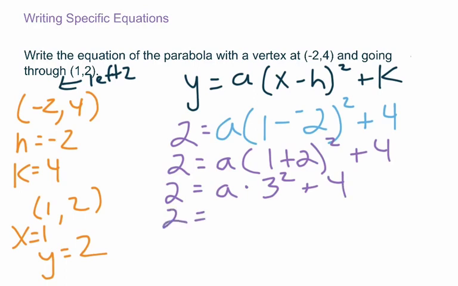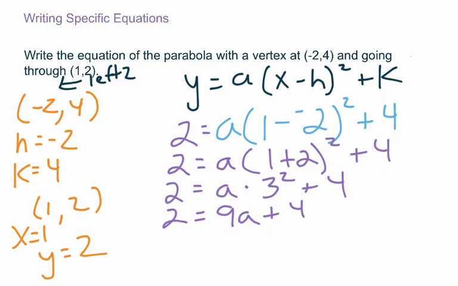3 squared is 9. Now, I am switching the order there. I'll slow down. I had 3 squared, which is 9, and so I have a times 9. But that's a little uncomfortable for us to write, a times 9, and so I switched the order to 9a. It's just a more comfortable way to write it.